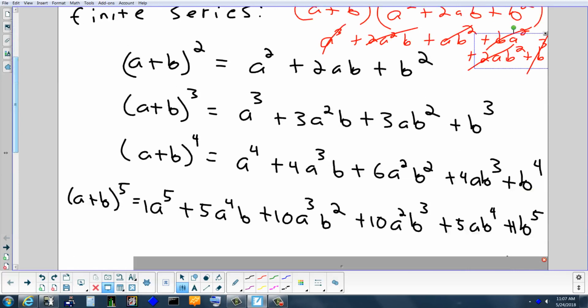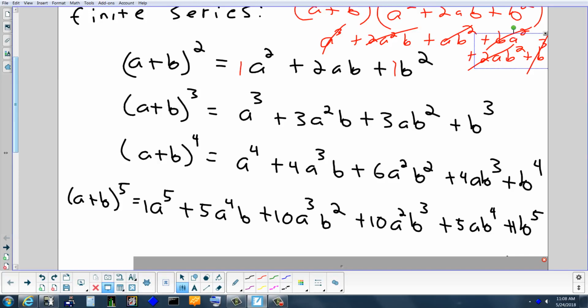Yeah? The constants are doubling. Are you talking about the coefficients? Yeah. There is something with the coefficients, but they're not doubling, yeah. Does anybody see what the coefficients are? So in the first one, it's 1, 2, 1. In the next one, it's 1, 3, 3, 1. And then 1, 4, 6, 4, 1. and then 1, 5, 10, 10, 5, 1.